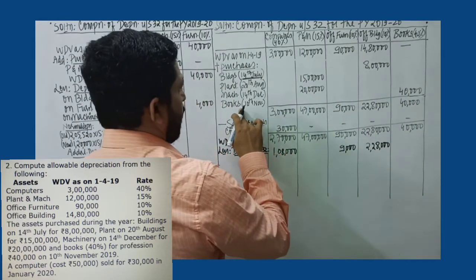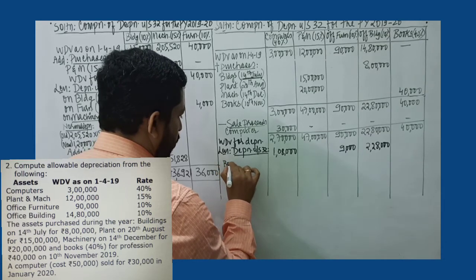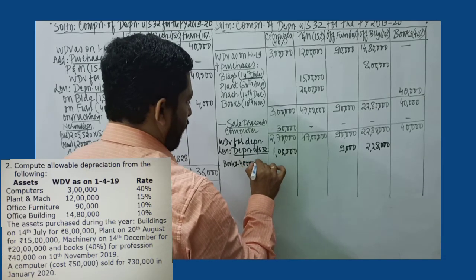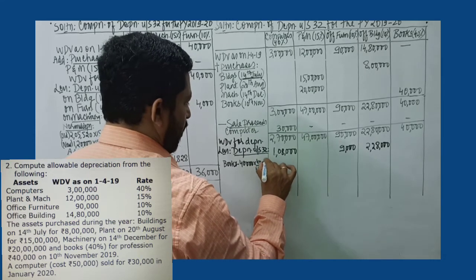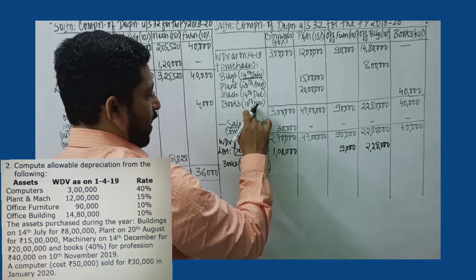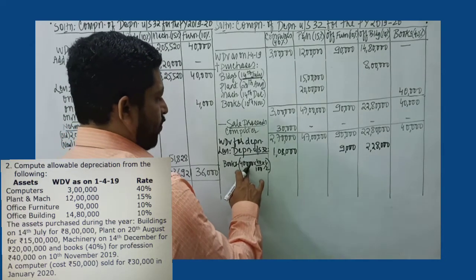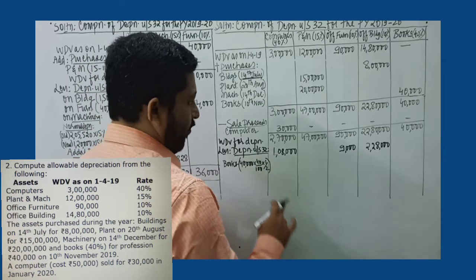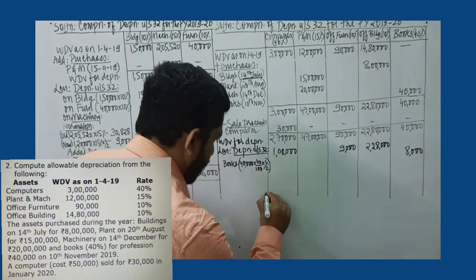Then we have books. There is no opening value, but books were directly purchased on 10th of November. So I record over here depreciation on books. How do we calculate? The amount is 40,000 into 40%, that's the rate of depreciation, into half the year. Why half the year? Because it is purchased and put to use for less than 180 days. So 10th November to 31st March would be definitely less than 180 days. So 40,000 into 40% would be 16,000, and half of that is 8,000 rupees. So depreciation on books would be 8,000 rupees.